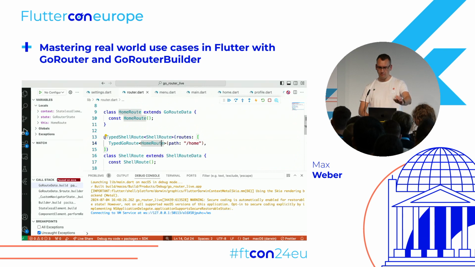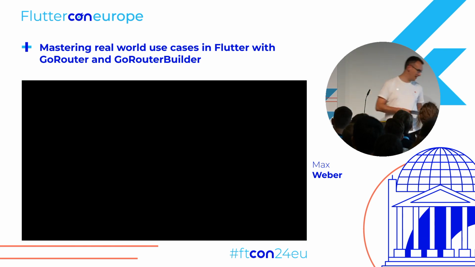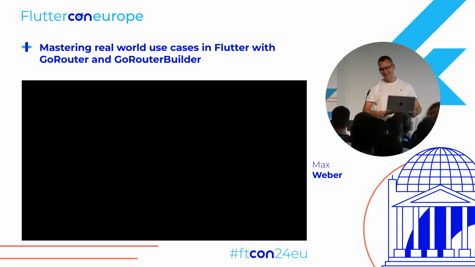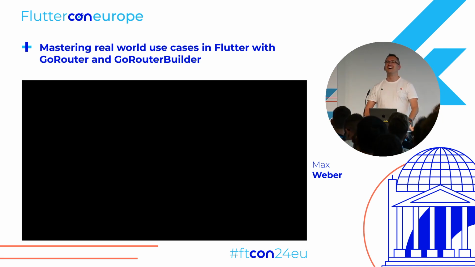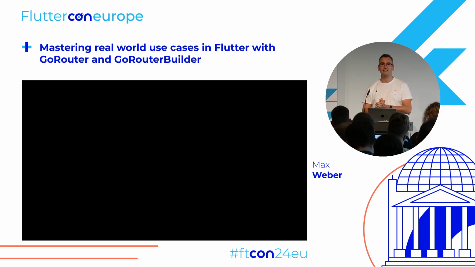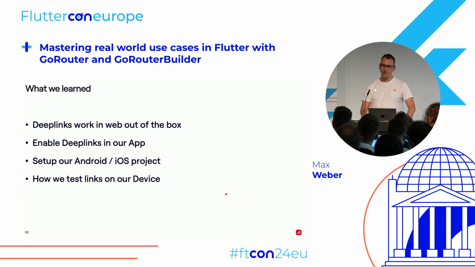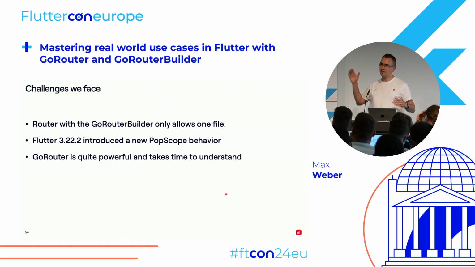Okay. Anyway, I guess before I start, I tried. All right, so live coding is a challenge, as always. So, but anyway, what we learned today is we know that deep links work out of the box for web in GoRouter. That's fantastic, big part. We can now enable deep links in our app. We can set up an Android and iOS, and we know how to test these deep links inside of our devices. Challenges that we faced when we implemented in real life were the three followings.